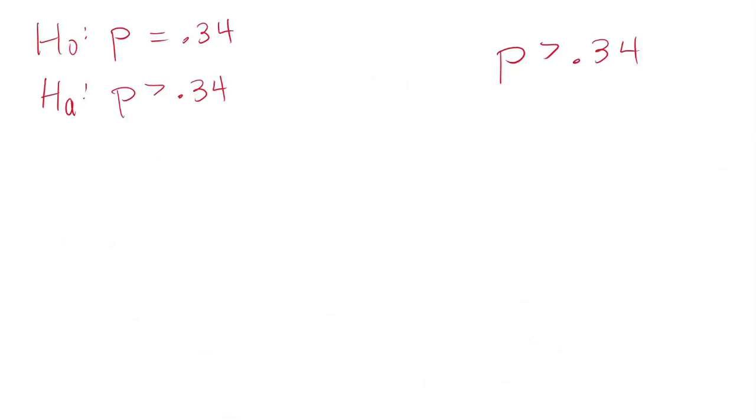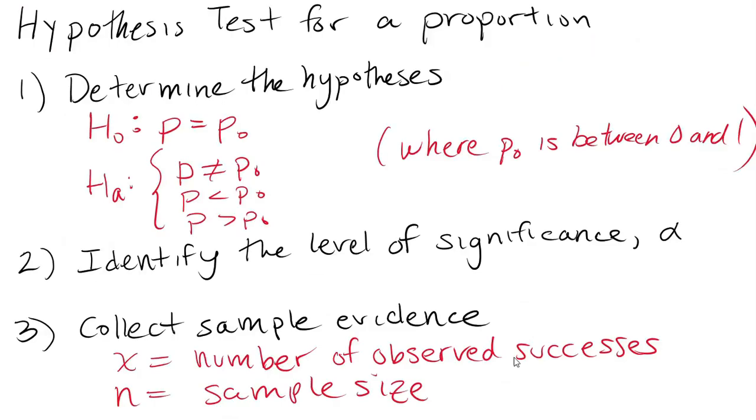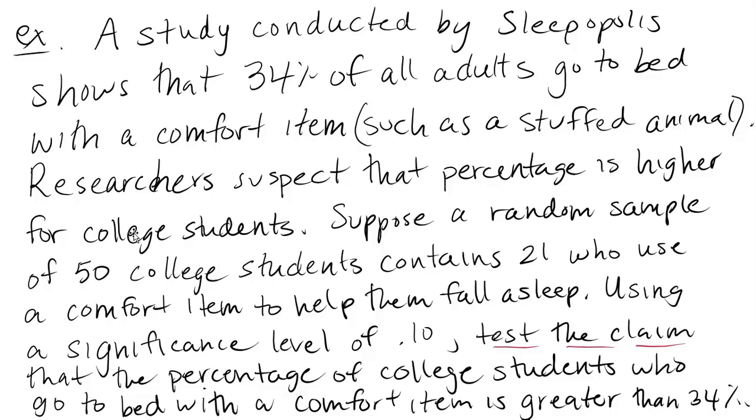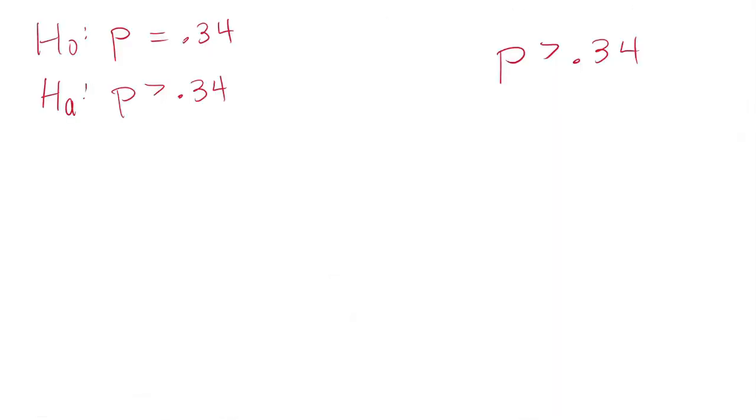Our second step is to identify the level of significance, which we denote by alpha. Now in this problem, you actually won't see the symbol alpha, but you see that we use the phrase significance level right here, using a significance level of 0.10. That's alpha. Alpha is 10%.